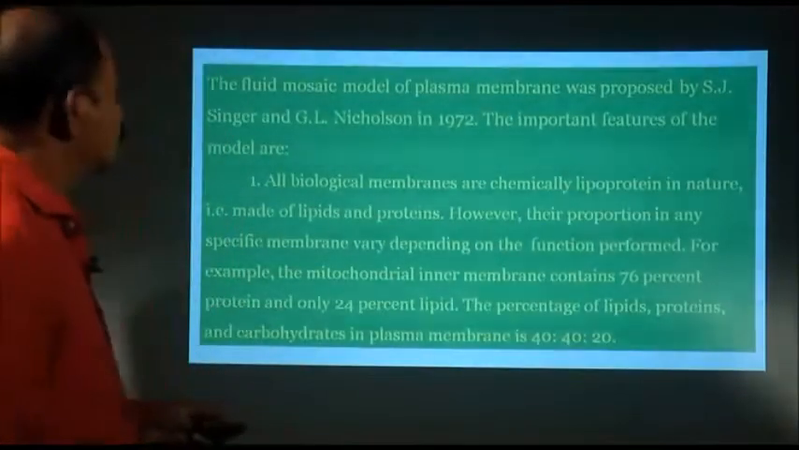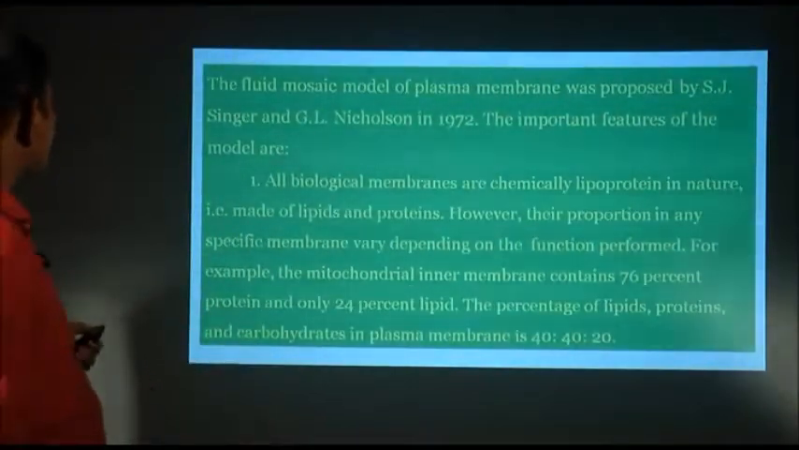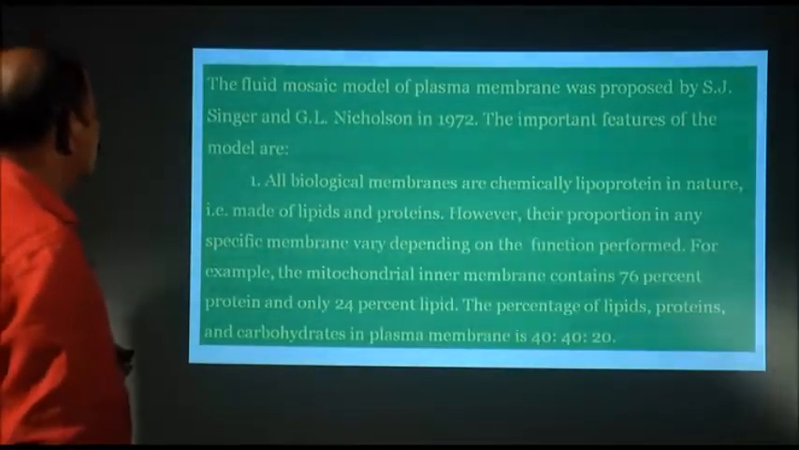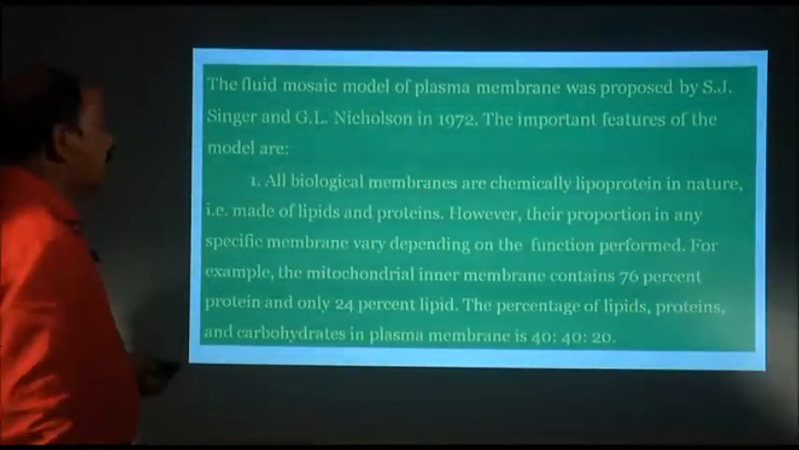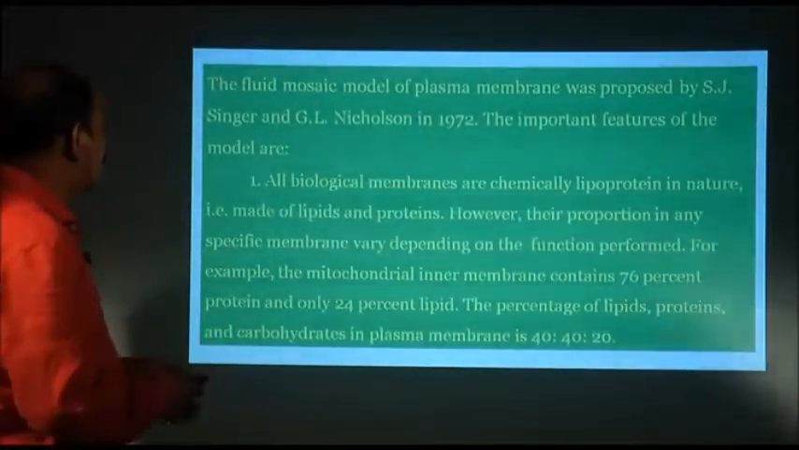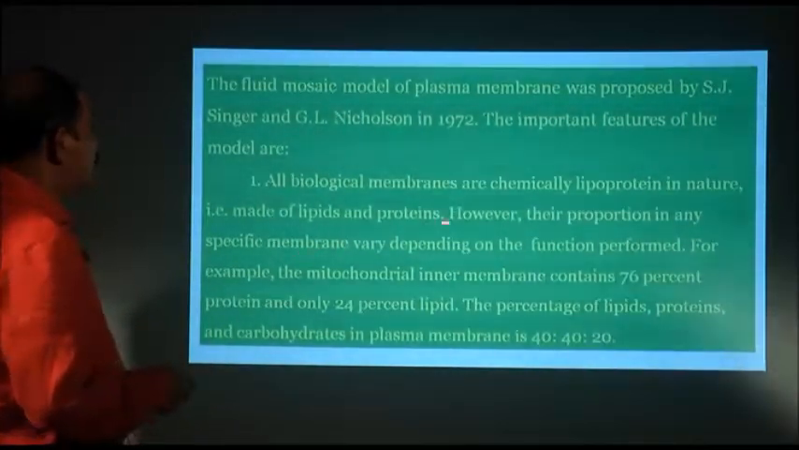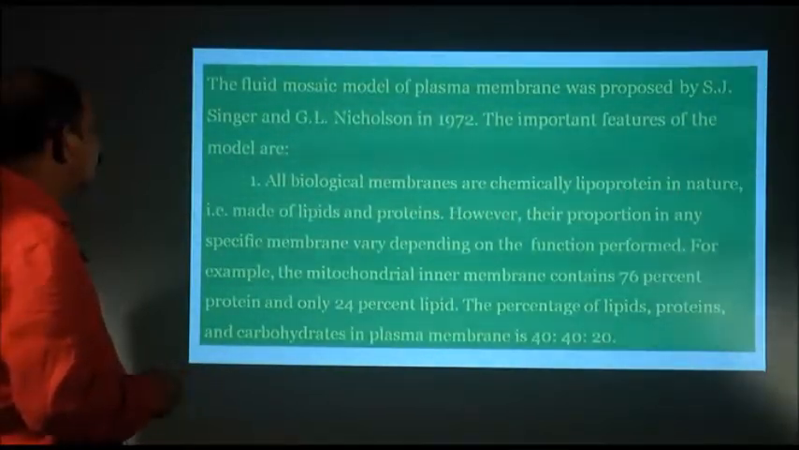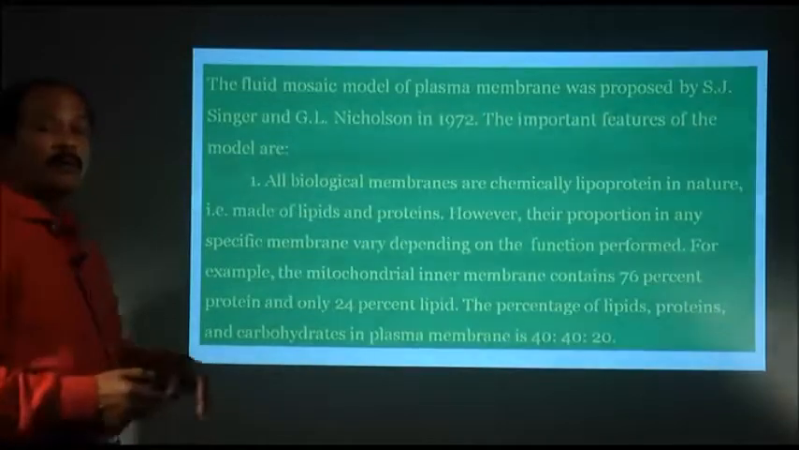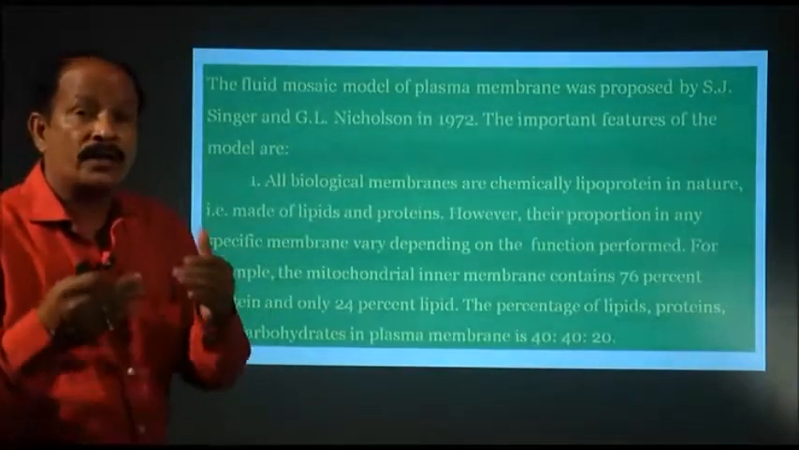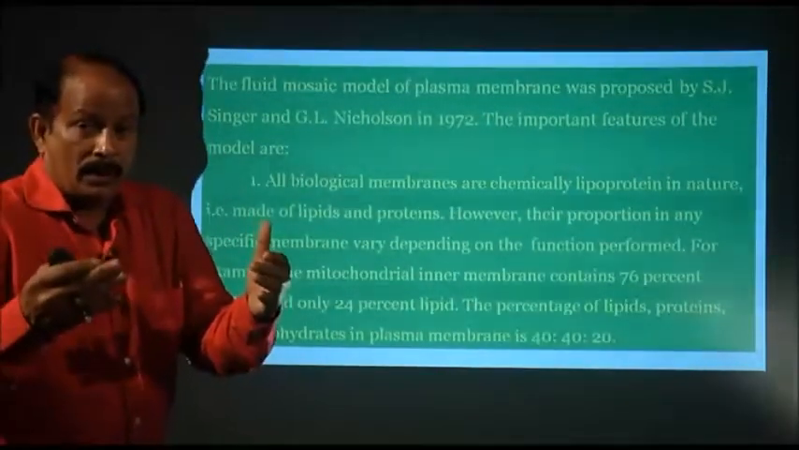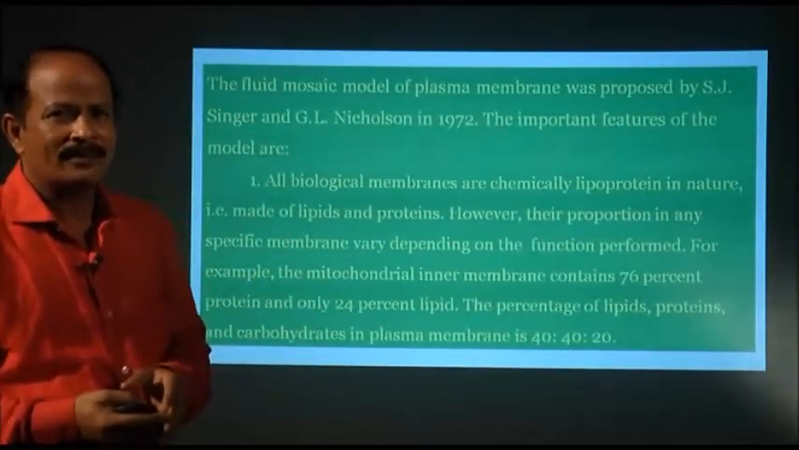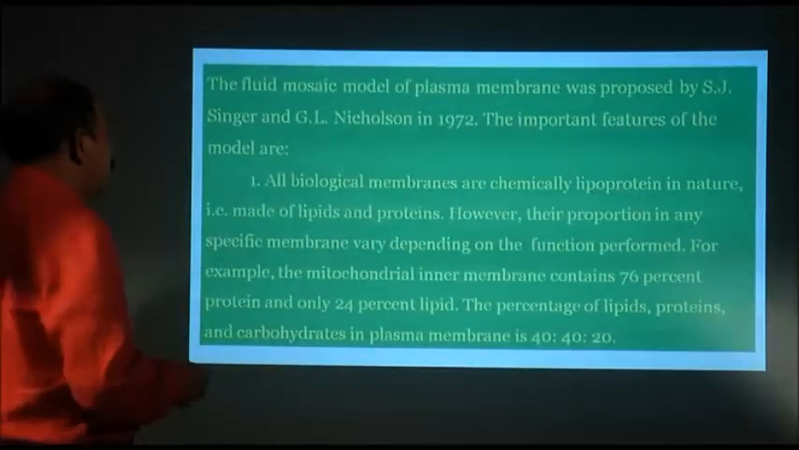Okay, so let us go for the features. The fluid mosaic model of plasma membrane was proposed by Singer and Nicolson in 1972, and the important features of this membrane are: all biological membranes are chemically lipoprotein in nature. I told you they are made of lipids and proteins. However, then the question came, what is the percentage by weight, chemically, what percentage is protein and what percentage is lipids. Okay, but it varies.